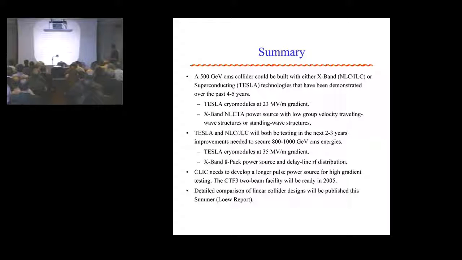However, the main target for the next few years, as I mentioned, is improvements to secure 800 to 1,000 GeV center of mass. And this will need the Tesla cryo modules with 35 MeV per meter and this 8-pack type of power source and distribution system that I showed you. Like I say, CLIC is a little behind here. They need to develop a power source to even do their testing.